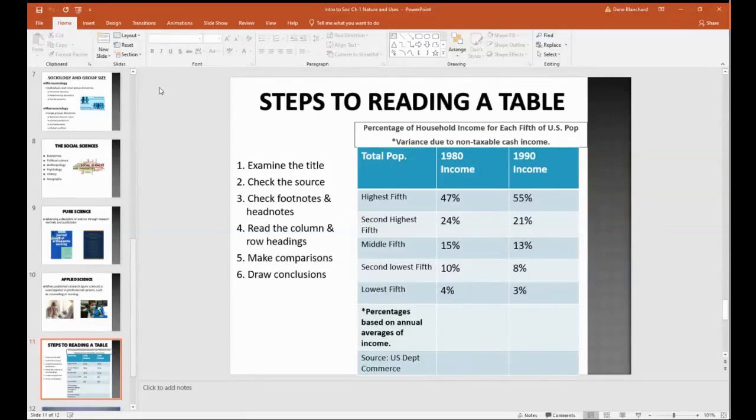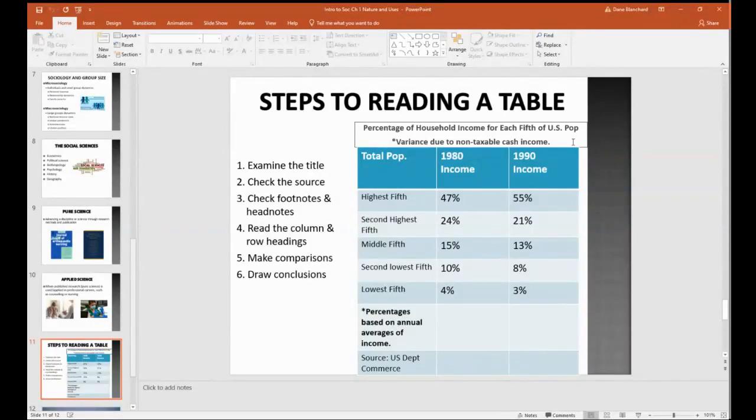Number 3, you need to check for any possible footnotes or headnotes. Not every chart or table or graph is going to have footnotes or headnotes. But if they do, it's going to give you a little bit more information. So the headnotes will be at the top, the footnotes will be at the bottom. And as you can see here, here's a headnote. It says there may be some variance due to non-taxable cash income.